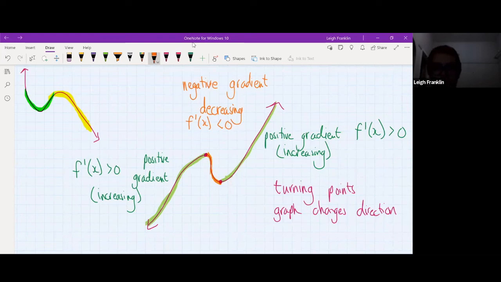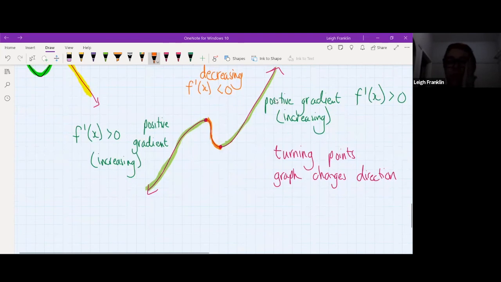Correct, it is the first derivative. What is happening at the turning points as far as gradient is concerned? What is f prime x equal to at the turning points? Exactly, it's equal to 0. So f prime x equals 0 at our turning point.